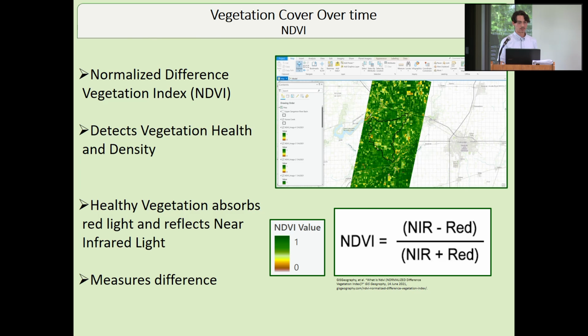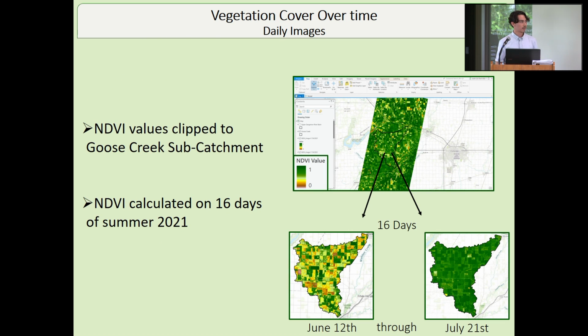And this was calculated on 16 days. What I did was clip each image. Since they were giant squares, I just clipped them to the specific Goose Creek subcatchment where I was conducting this study.